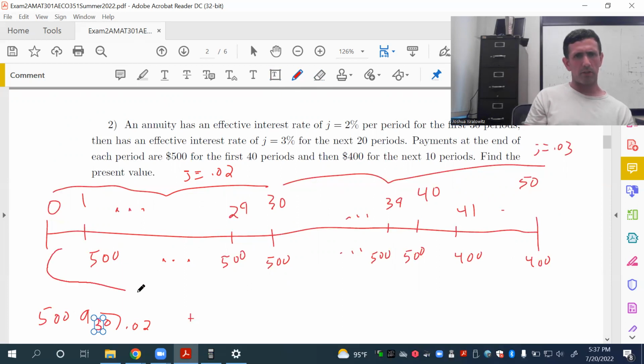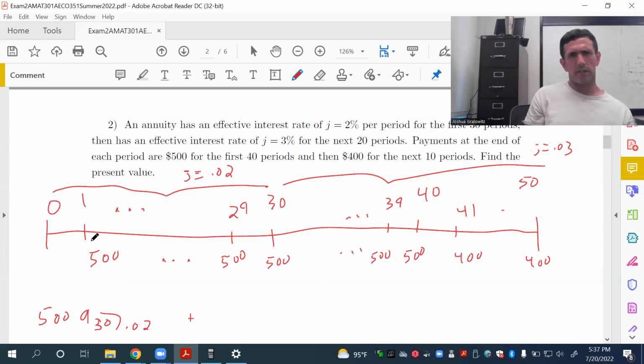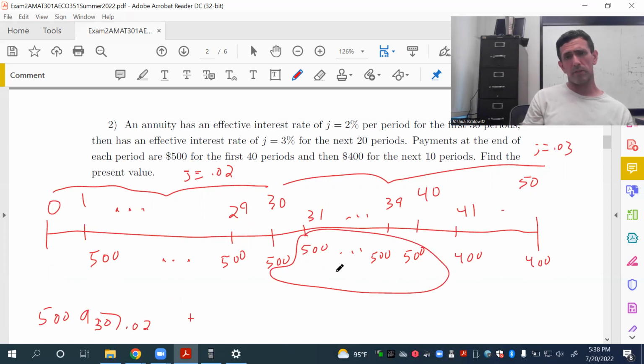That's these payments right here. I'm going to erase this because it's going to get very crowded very soon. All right, so let's do 31 here. Let's do these payments here, or this payment periods here, this 10-year annuity that I just circled.